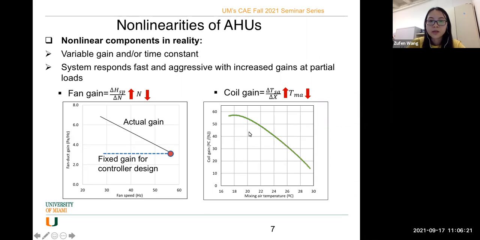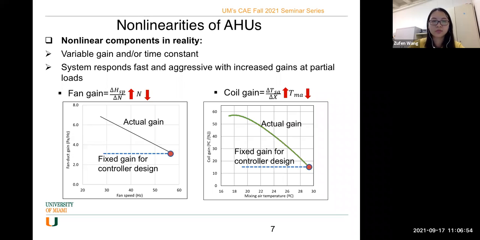Similarly, for the valve control system, the coil gain, which is the ratio of the supply air temperature difference change to the valve position change, will increase as the mixing air temperature decreases. If we design the controller at this condition and assume it is fixed, then actually, under higher mixing air temperature, the gain will go this way, and it will also have a faster and more aggressive response under higher mixing air temperature.